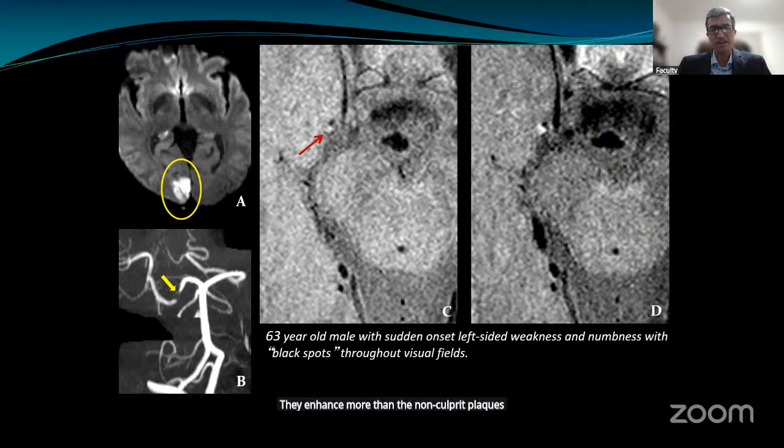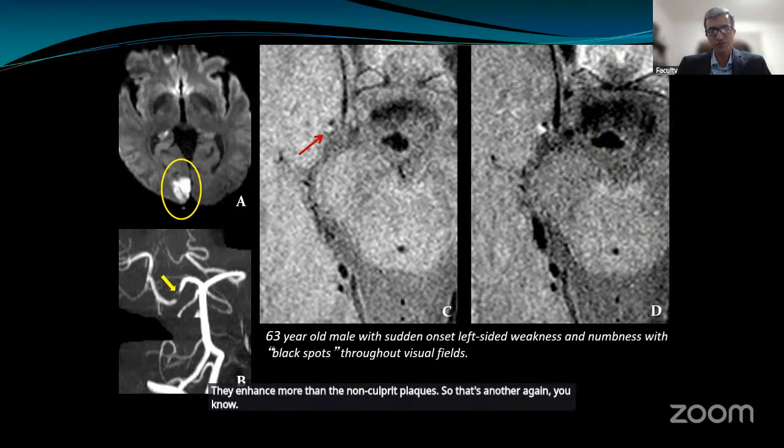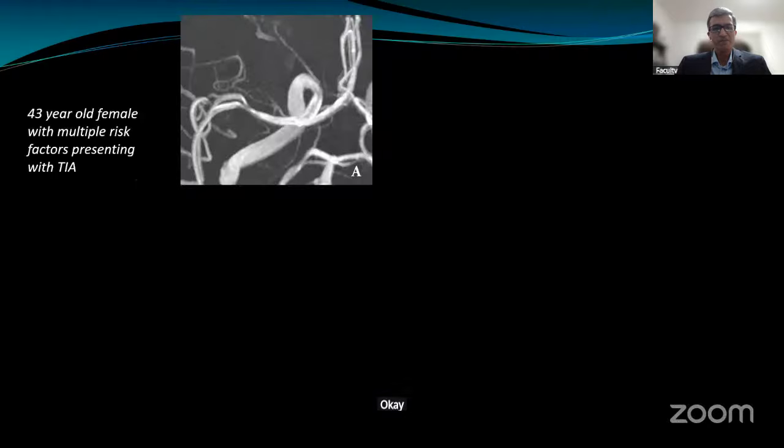So that's again, okay, which plaque is the culprit for the patient's symptoms. So you can easily identify that based on this vessel wall imaging sequence. Okay. All right. So this is a second example here.